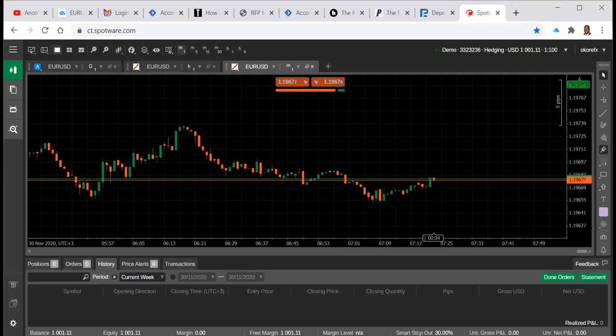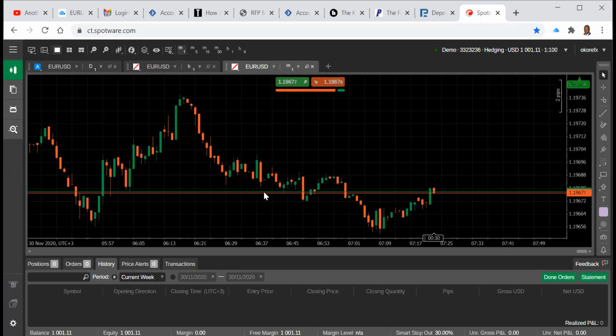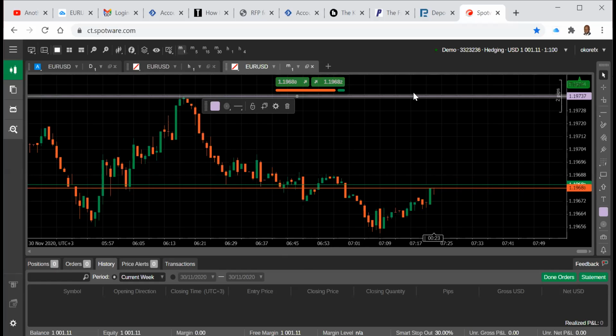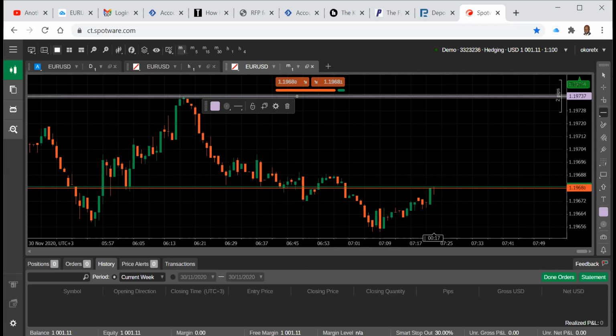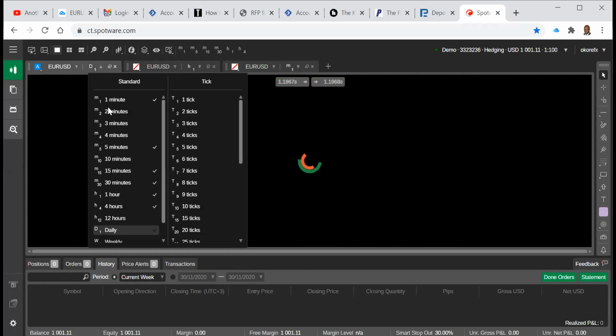But the best way to do it is actually to check. So right here, if you mark your last high and you mark your last low, remember you always mark your support and resistance, and this is on a 1 minute. Then you go to the 5 minute, and you do the same thing. You mark your support and resistance.